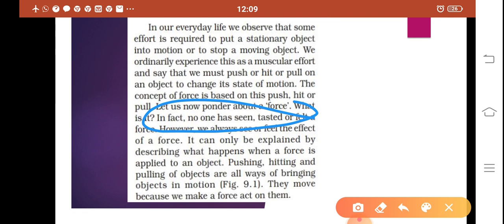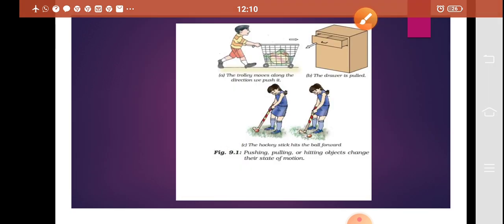In our everyday life, we observe motion. Some effort is required to put a stationary object into motion. We ordinarily experience muscular force, and say that we must push or hit or pull on an object to change its state of motion. Pushing, hitting, and pulling of objects are all ways of bringing the objects into motion. They move because we make a force act on them. Due to force, the object moves.